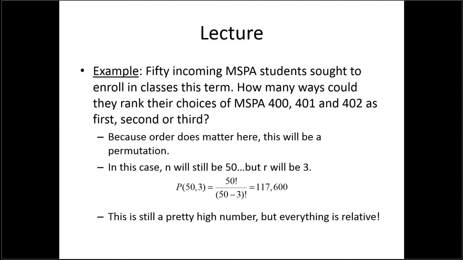Altering the problem a little bit. Now we have the same 50 incoming students, just for the sake of argument, who wanted to enroll in classes. How many ways could these 50 students rank their choices of 400, 401, and 402 as first, second, or third? There are 3 classes here, 50 students, and because we're talking about ranking the classes as first, second, or third, order is important. So in this case, the answer, as you can see, is 117,600.